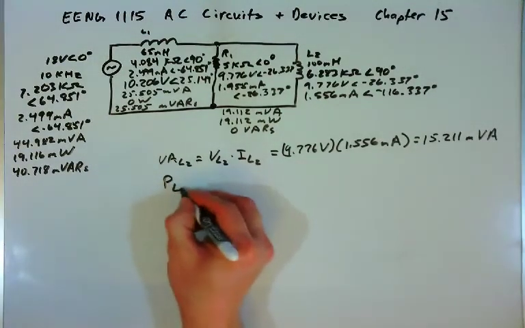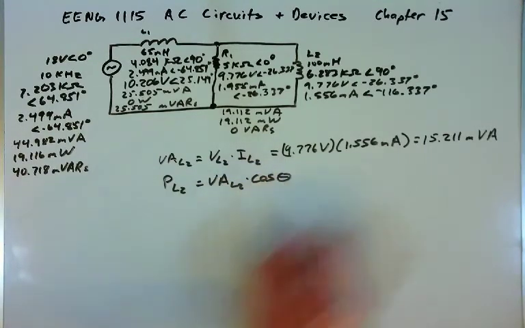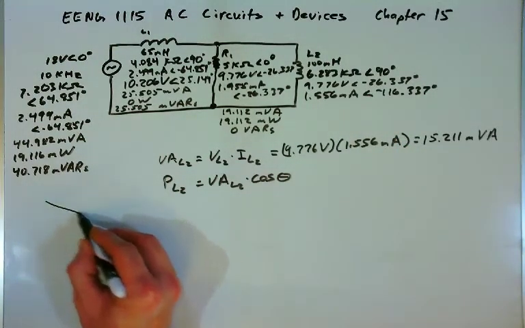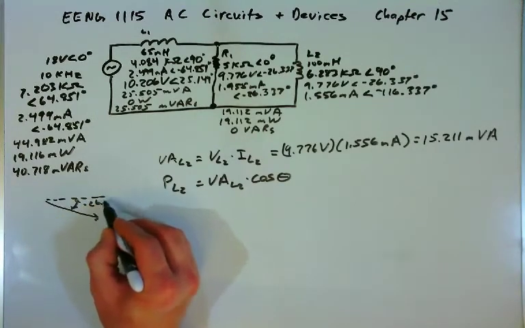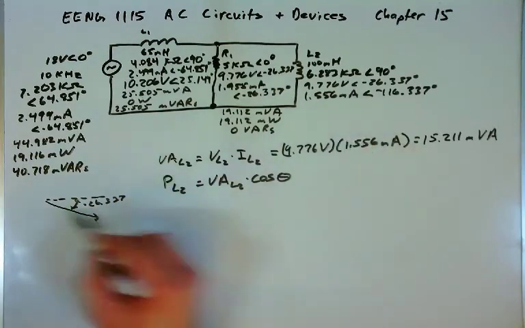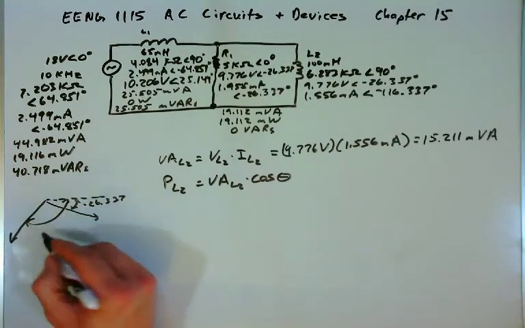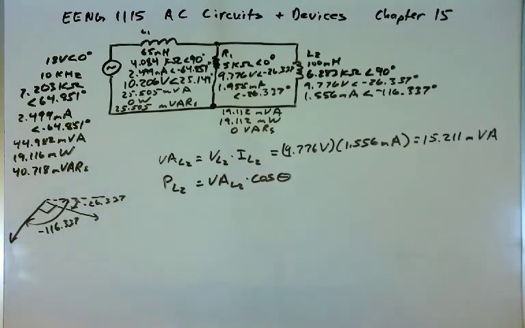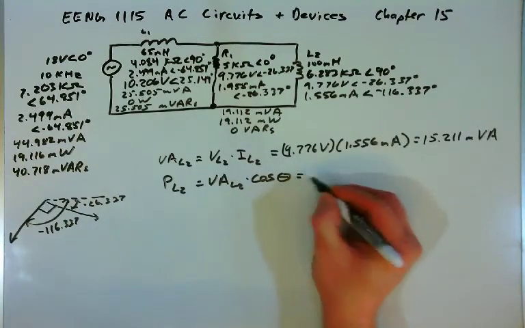Now we can find the power for L2, which would be the volt amps for L2 times the cosine of the angle between the voltage and the current. And again, let's look at the vectors. We have a voltage that's at negative 26.337 degrees, and we have a current that is at negative 116.337. You can see that the voltage and the current are 90 degrees out of phase with one another. That's always going to be the case with the inductor. The theta for the inductor will always be 90.